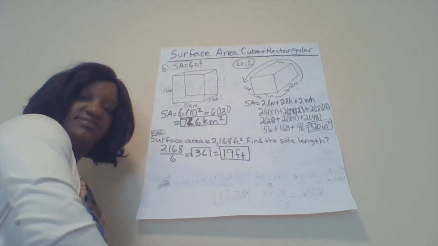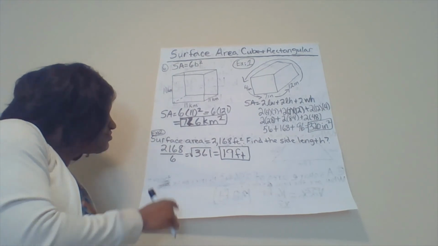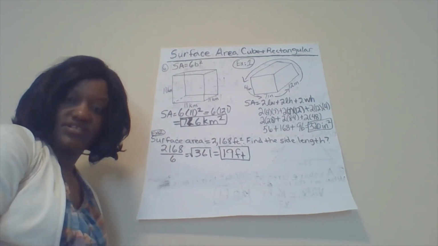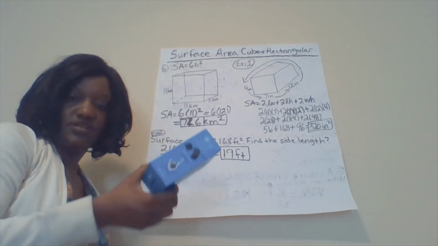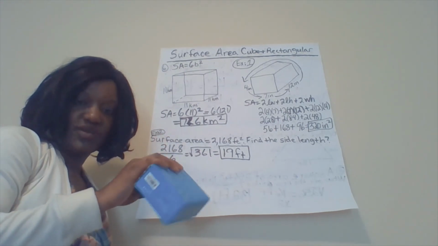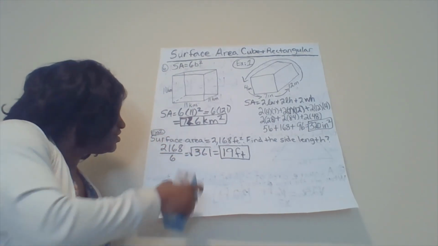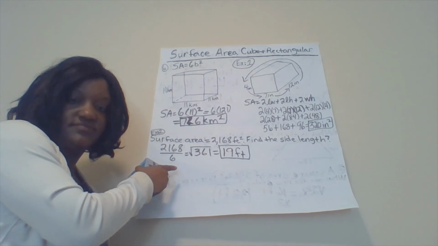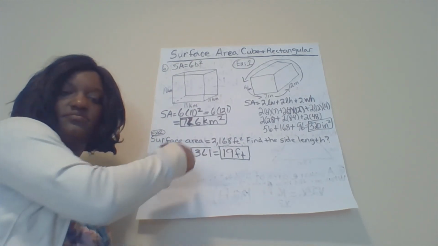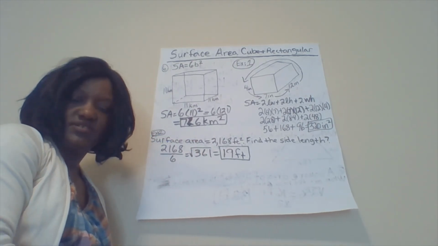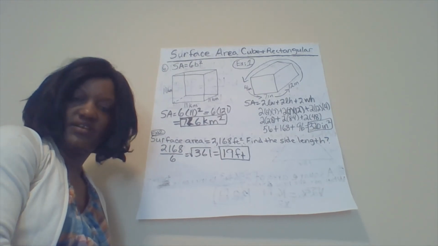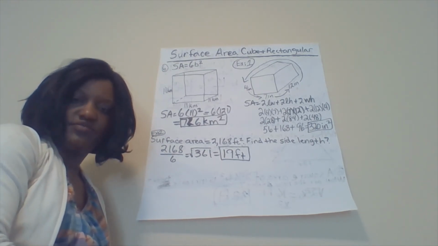And it's that easy. First, you divide by 6 because you have how many sides on a cube? 6 sides on a cube. So divide by 6. Once you get that answer, find the square root of that answer and just round off to the nearest whole number. And that's how you do number 13.